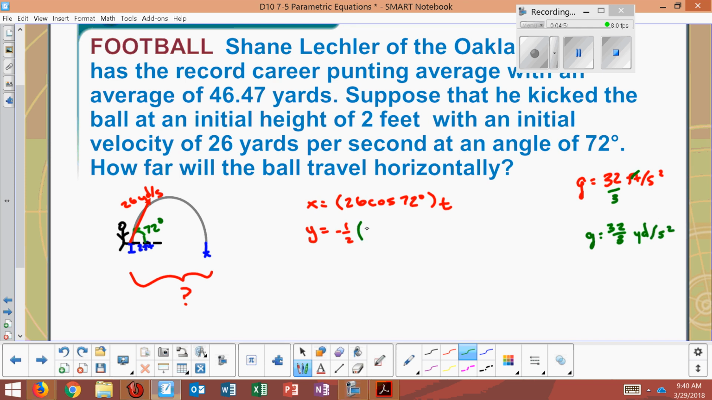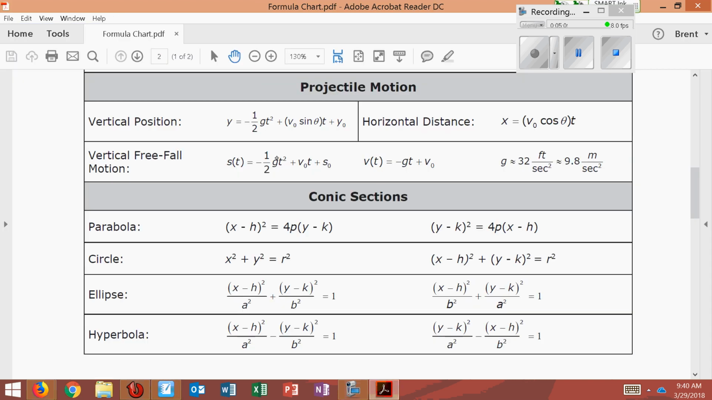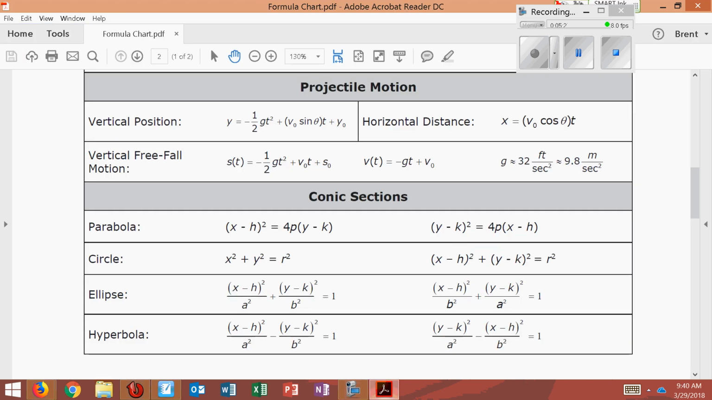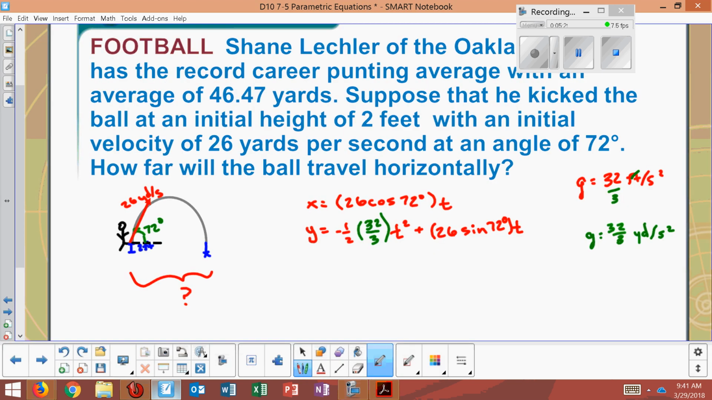So I want to put negative 1/2 of 32 over 3, that's yards per second squared, that's the g. Let's go back to the formula. g times t squared, and t we're just going to leave as t squared, plus basically the same formula here, but the only thing that's changed is we changed it to sine of 72 degrees times time. And then at the end, if you go back here, it's the initial height. What was our initial height? It was 2 feet. Sorry about that.